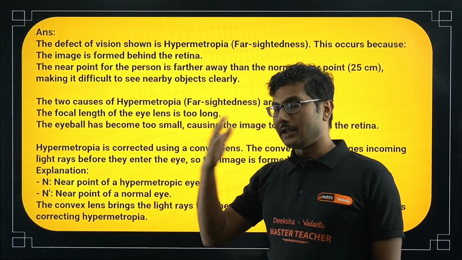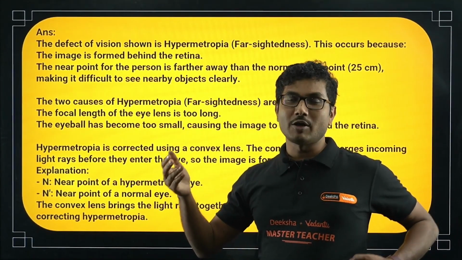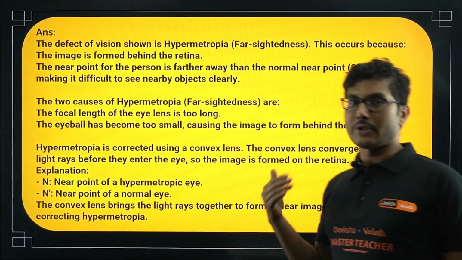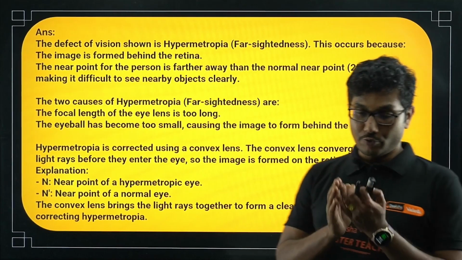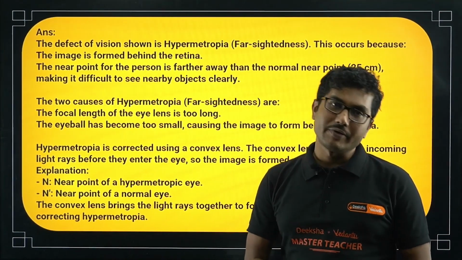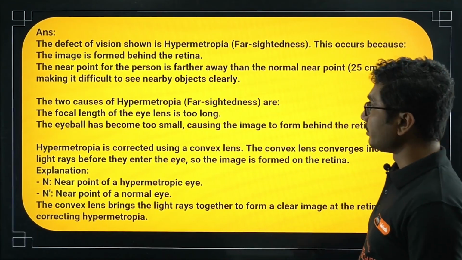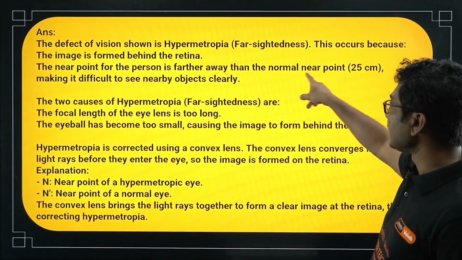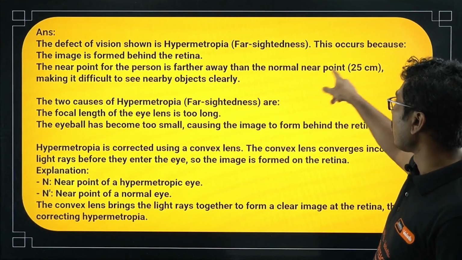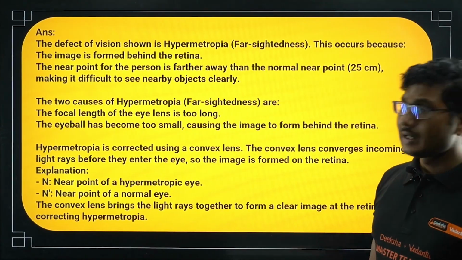If the distance is more than 25 centimeter, you cannot see any object at 25 centimeter, that means you are suffering from hypermetropia. So when reading books, if you cannot see the book clearly, definitely you are suffering from hypermetropia. It is advised for you to consult a doctor. The near point of the person is farther than the normal near point, that is 25 centimeter, making it difficult to see nearby objects clearly.